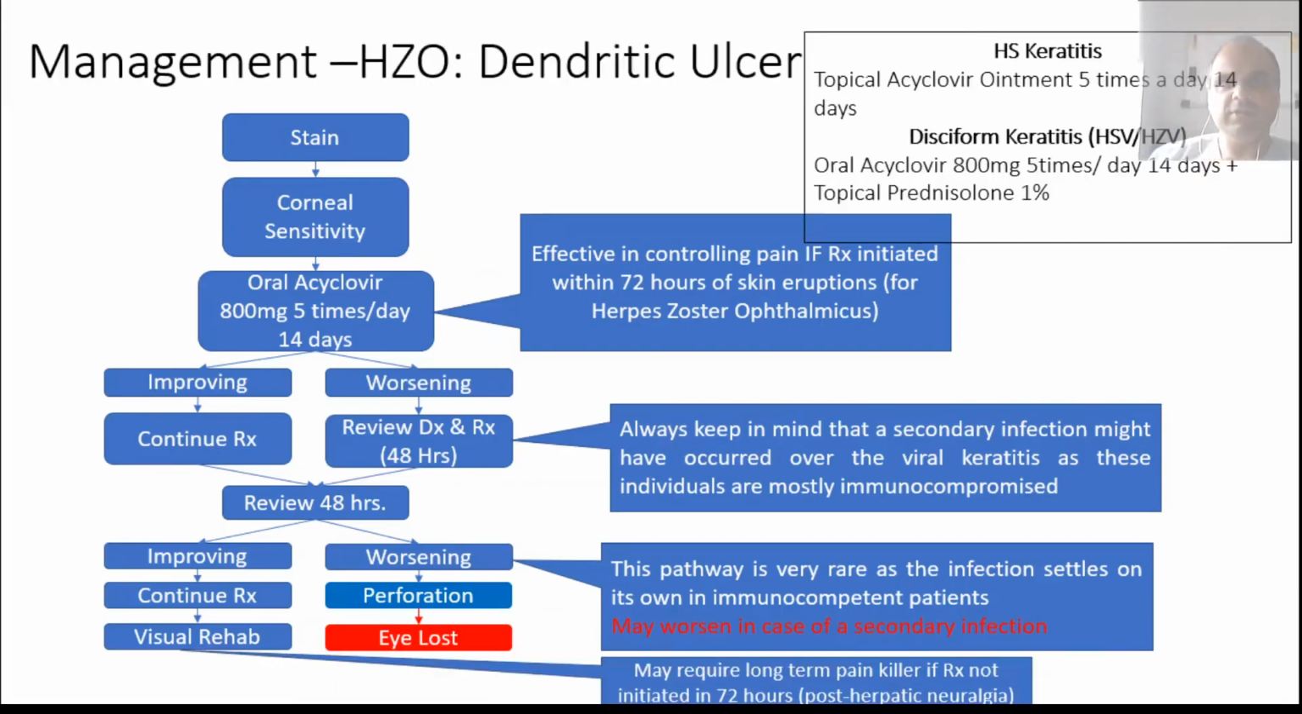So just to cross the T's and dot the I's: herpes simplex, topical acyclovir 0.5 times a day for 14 days. And disciform keratitis is oral acyclovir 800 milligram 5 times per day, 14 days, plus topical prednisolone 1% for herpes simplex or herpes zoster. This is just to cross the T's and dot the I's.